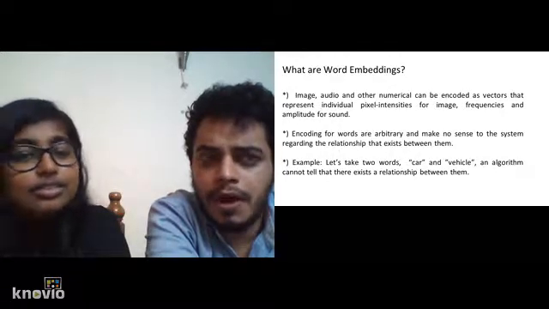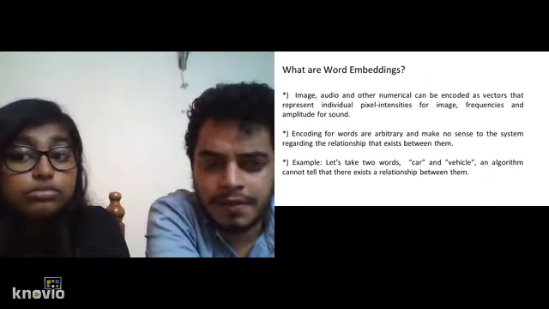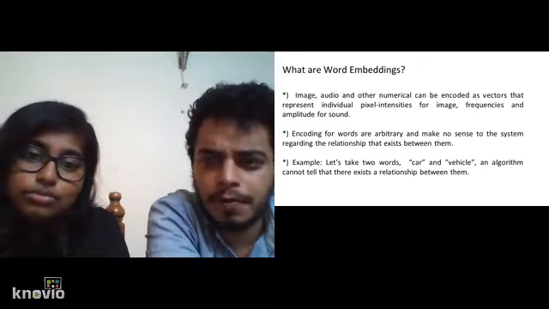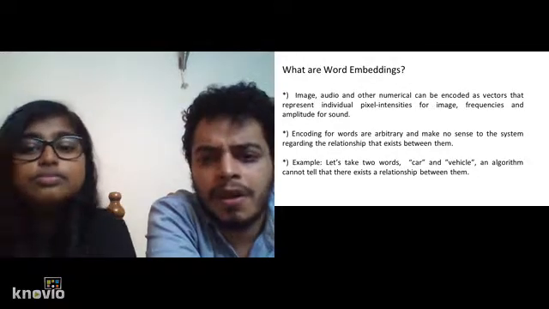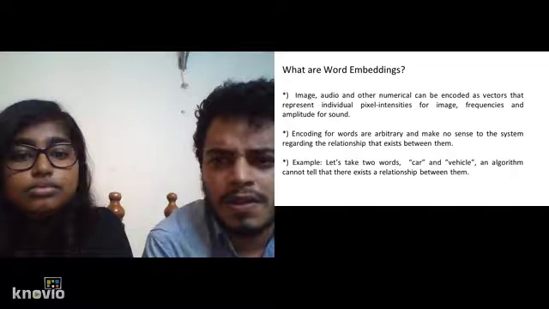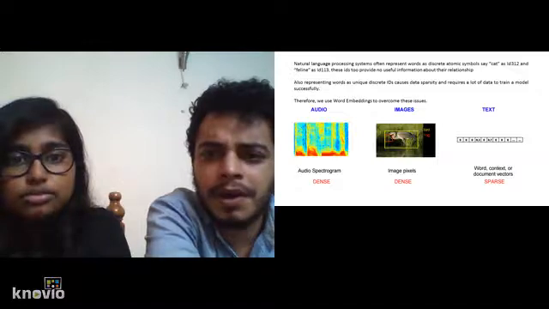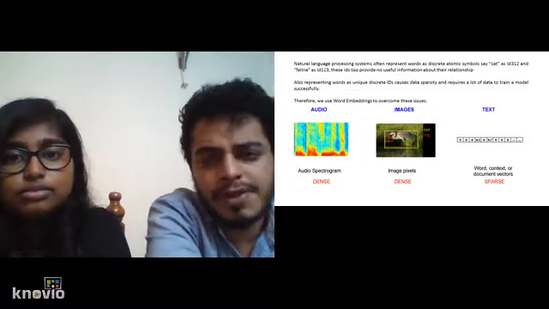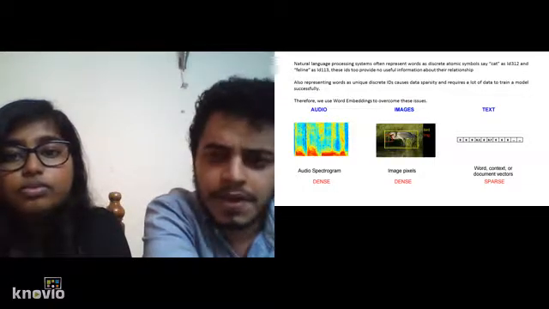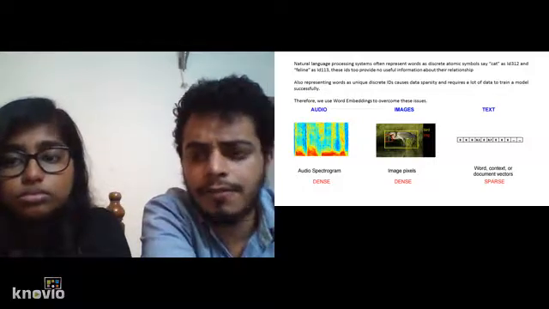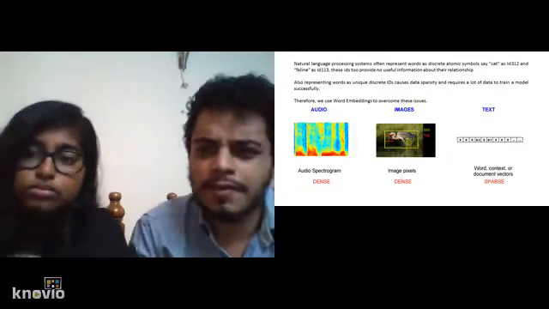So for computers to interpret numerical data like audio and video, it is not such a difficult job. Frequencies and amplitude can be encoded in vectors and they are easily interpretable by a computer. But what about words? It is very difficult for computers to interpret words from human natural languages like car and vehicle, even though they might have some relationship in a human context. It is very difficult for a computer to find out the relationship, and it's for this reason we use word embeddings.